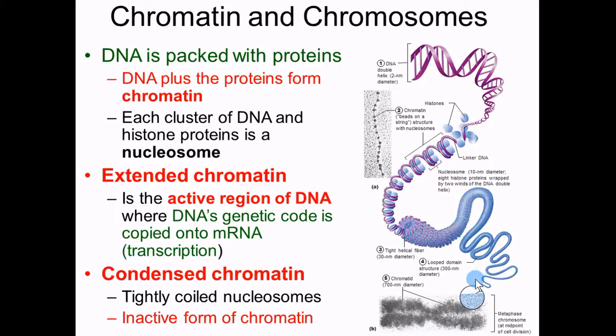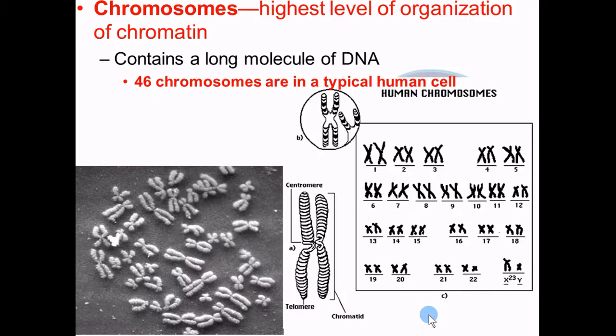If we tightly coil this up and it starts forming this X-shaped looking structure, this is actually called a chromosome. This is all inactive chromatin. It's stored. It's getting ready to actually be ripped apart and put into a new cell. Right? Those chromosomes are the highest level of organization.